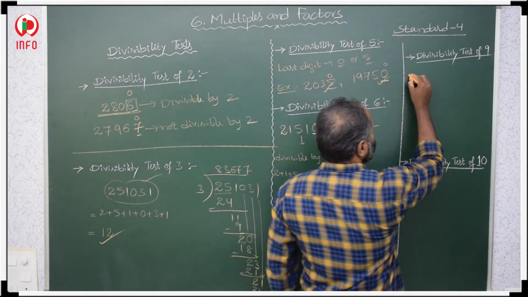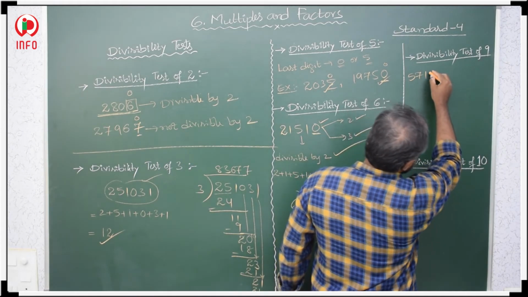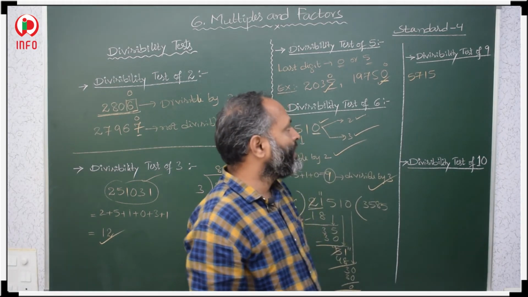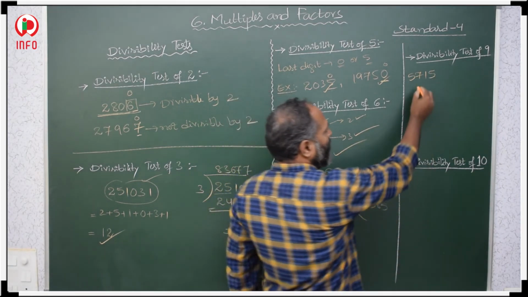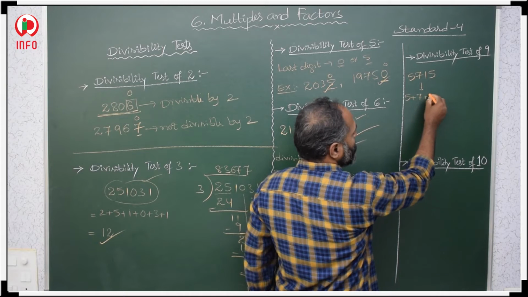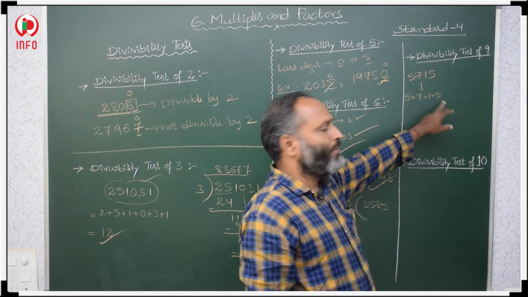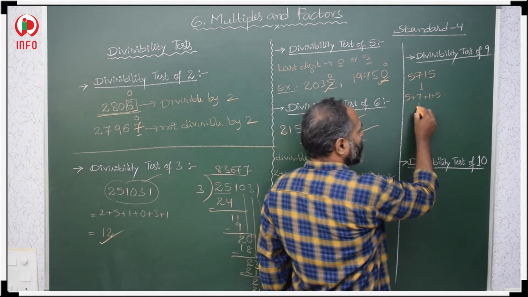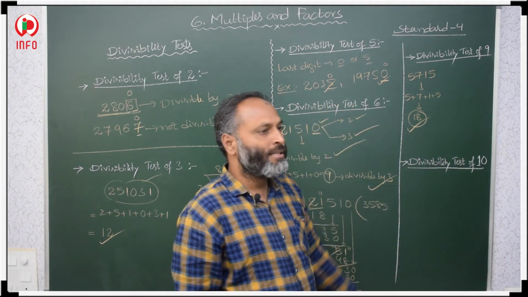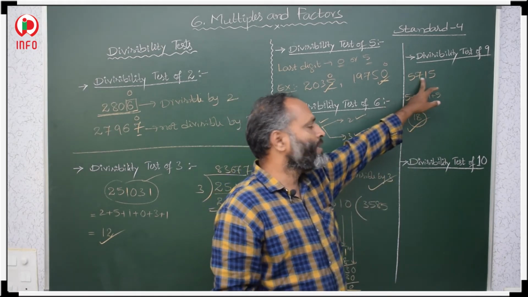See here, 5715, this is the number. Is this number divisible by 9 or not? How to check? First we have to add the digits, find the sum of the digits: 5 plus 7 plus 1 plus 5. 5 plus 7 is 12, 12 plus 1 is 13, 13 plus 5 is 18. This is 18. 18 is divisible by 9, 9 twos are 18. The sum of the digits, 18, is divisible by 9. So this number is also divisible by 9.